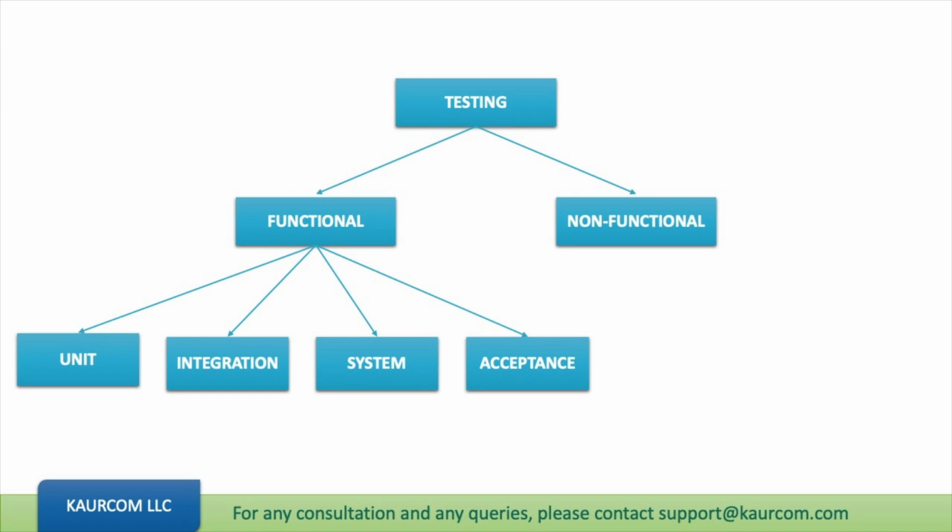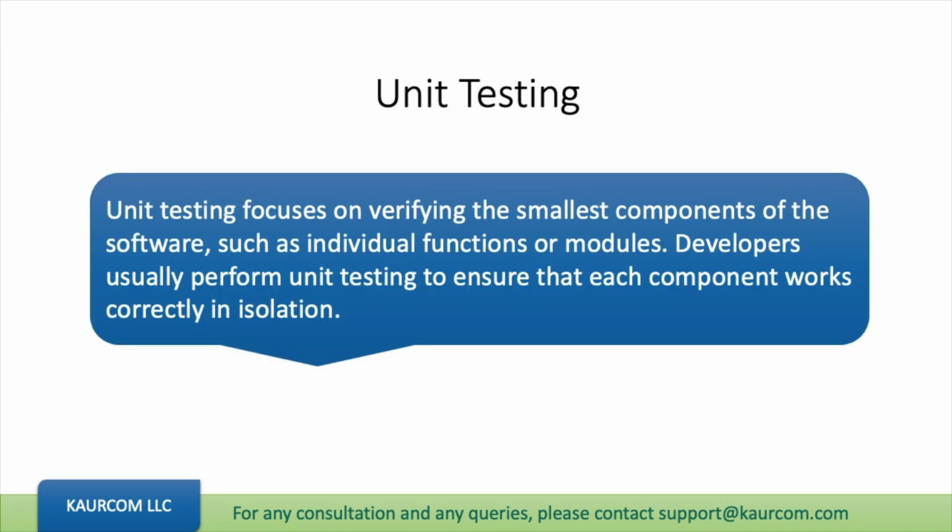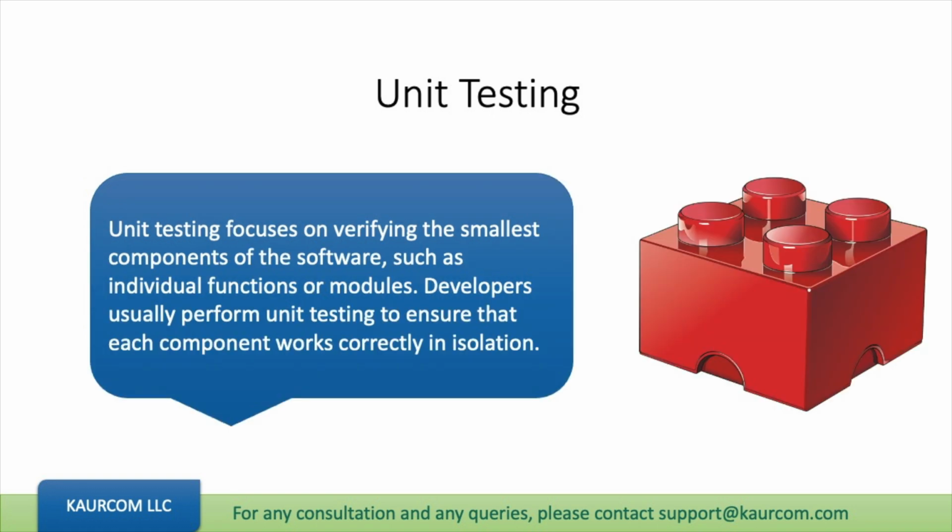What is unit testing? Unit testing focuses on verifying the smallest component of the software, such as individual functions or modules. As the developers are writing logic in form of functions and methods, they write unit tests to make sure that each of these functions and methods are working correctly. Imagine you have a big box of Lego blocks. Each block is like a small piece of code in a computer program. Unit testing is when you pick up one of these blocks at a time and check if it looks good and if it's going to work correctly.